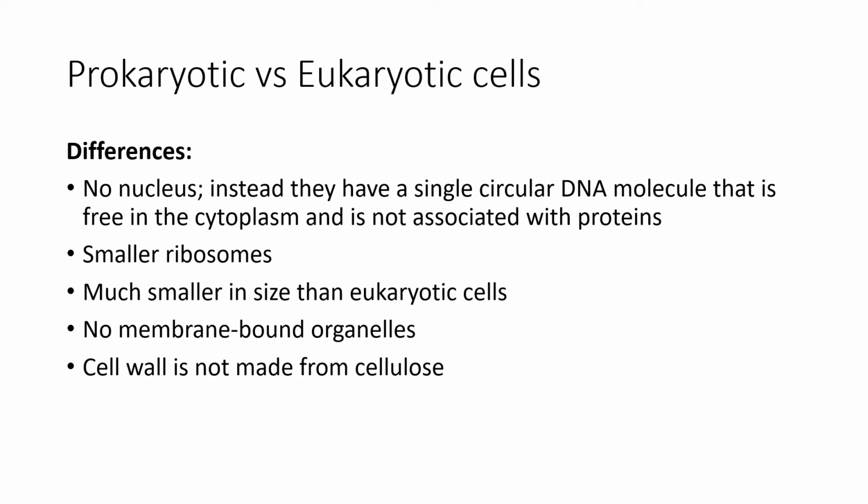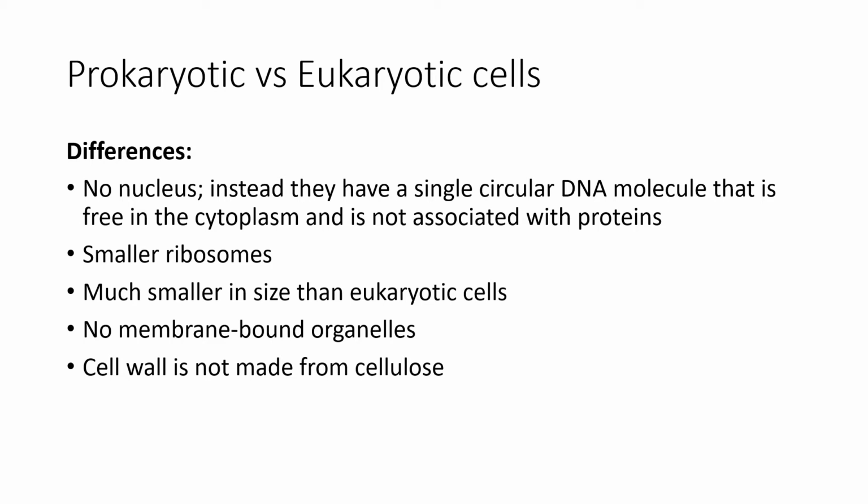Prokaryotic cells and eukaryotic cells have ribosomes, but in prokaryotic cells the ribosomes are smaller. We do not refer to ribosomes as organelles. You can talk about mitochondria, you can talk about chloroplasts, but you do not talk about ribosomes when you're talking about organelles. Hence, there are no membrane-bound organelles found inside prokaryotic cells, but they do have ribosomes.